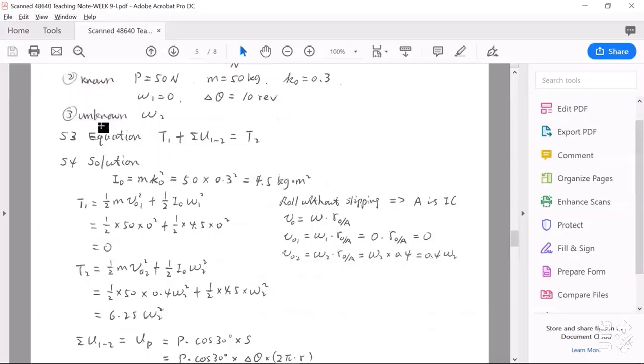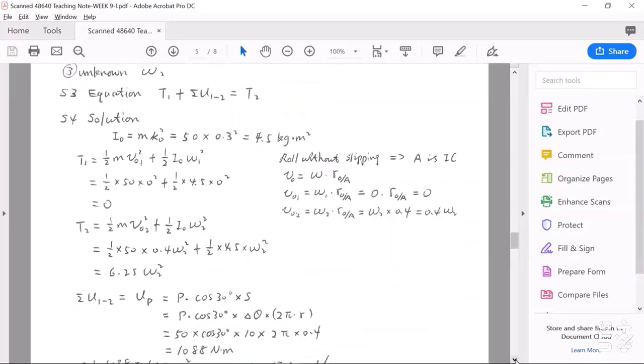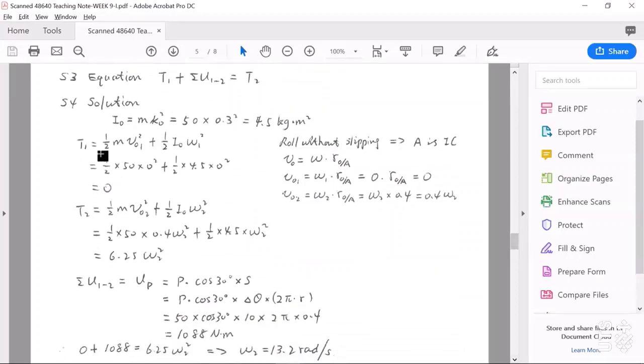The equation is this one for the principle of work and energy. Firstly, we calculate the mass moment of inertia of this wheel about an axis through O, so this will be M k_O squared. Now we calculate T1.